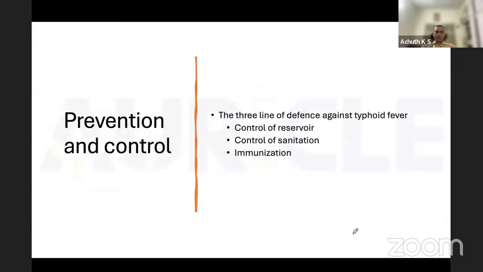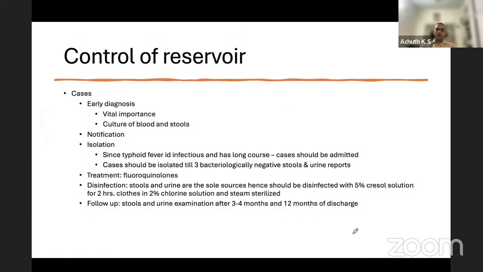How do we prevent and control? There are 3 lines of defense against typhoid fever: control of reservoirs, control of sanitation, and immunization. How do we control the reservoir? We know only human beings are the reservoir. By early diagnosis, which is very important. How do we do the early diagnosis? By culture of blood and stools.